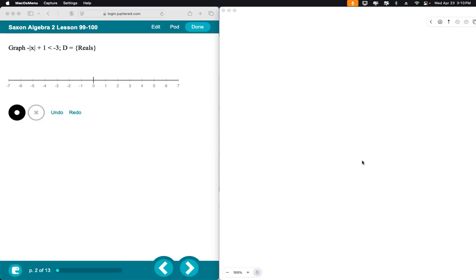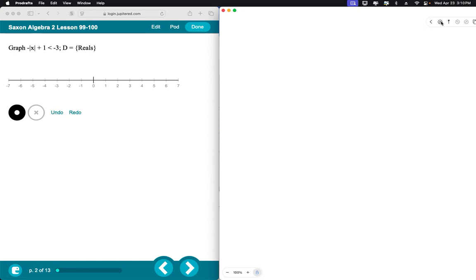Alrighty, so we're in lesson 99 to 100. So this is lesson 99. And what we're learning is about the absolute value. When you have an absolute value in an inequality, how do you handle that? What do you do with that? So let's look at that.